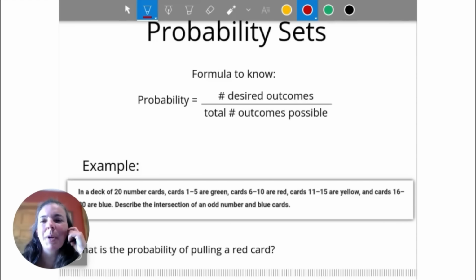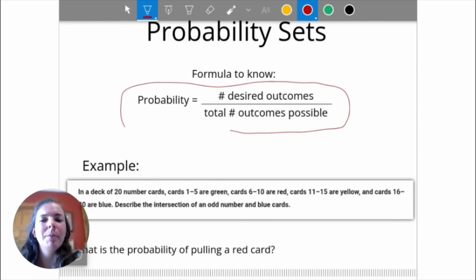All right, so let's get into some probability here. What we really need to know for probability that we will not be given is the formula. Probability equals the number of desired outcomes over the total number of outcomes possible. Okay, so good to know this. And you will see lots of different types of questions.